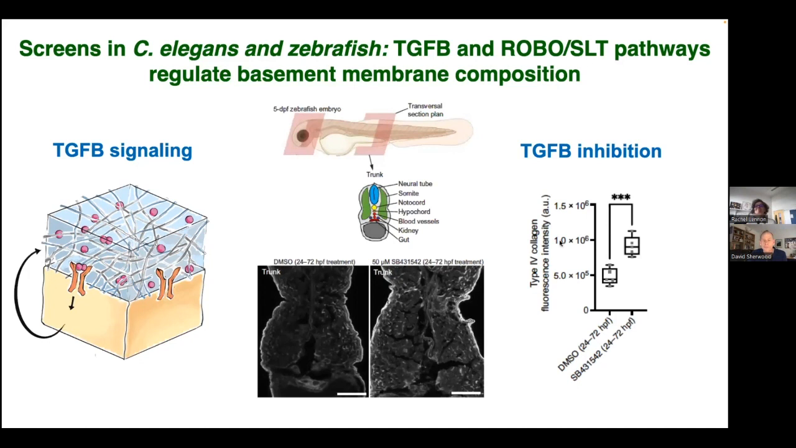What we also found by pharmacologically knocking out the TGF-beta 1 receptor, here's the trunk region, a cross-section through a zebrafish, normal levels of collagen. There's a doubling in the levels of collagen. So this was really fascinating in that signaling pathways might be able to tune and regulate basement membrane composition.